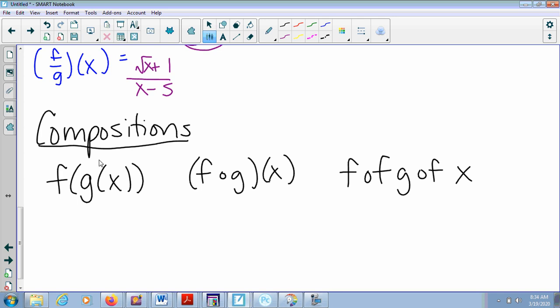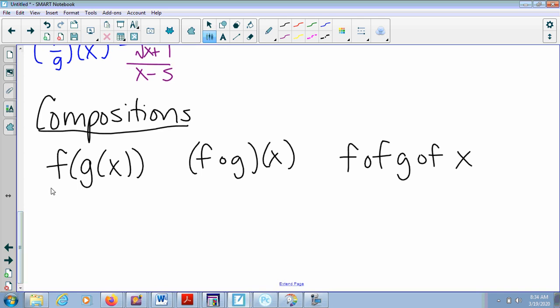So we work our way from the inside out. We'll start with whatever number they give us, put it into this function, and put that into this function. Okay? This makes a lot more sense if we are actually working some problems out.